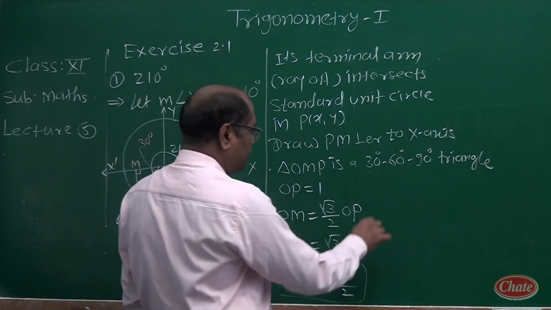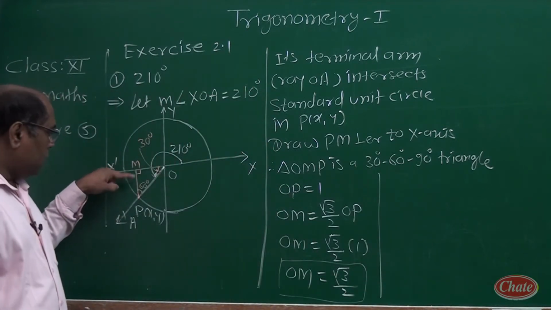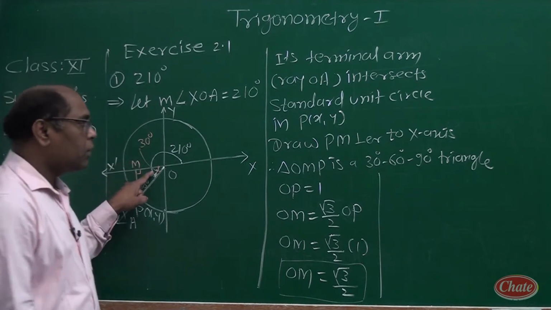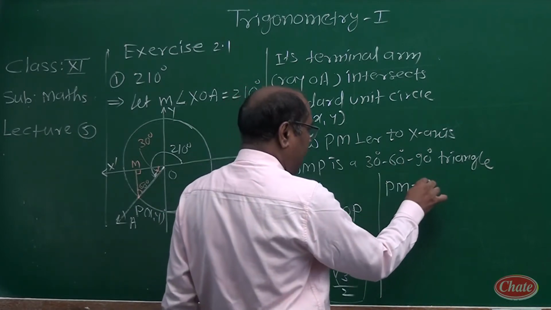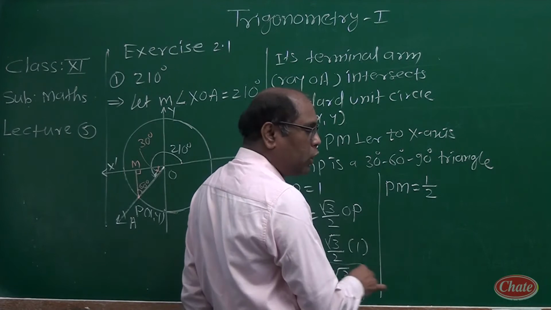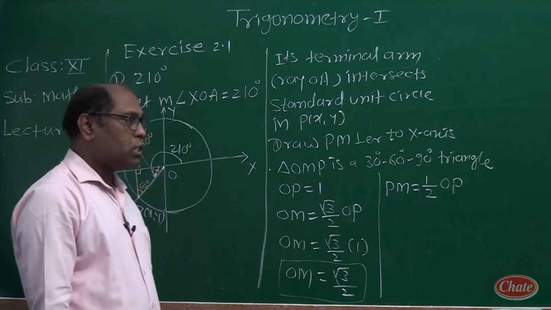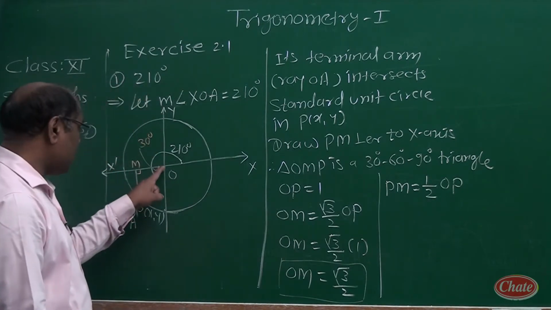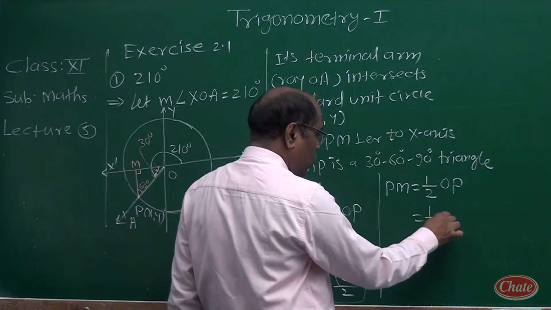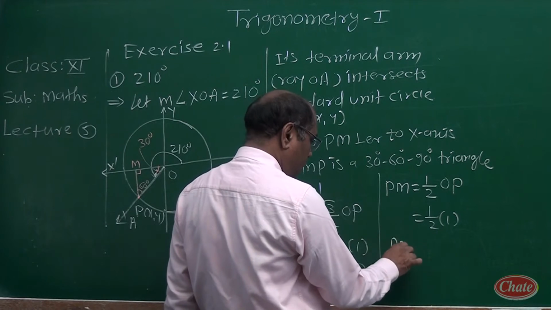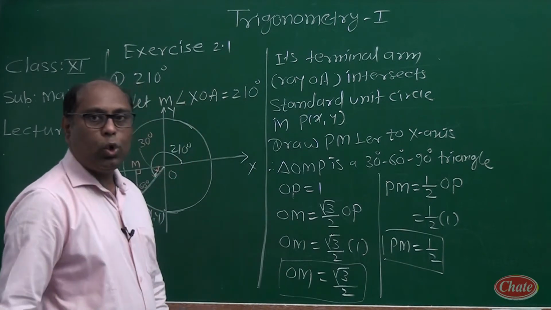Now PM is the side opposite to 30 degree, and the side opposite to 30 degree is 1 by 2 times the hypotenuse. The hypotenuse here is OP, and the value of OP is 1. So PM is equal to 1 by 2 into 1, that is 1 by 2.